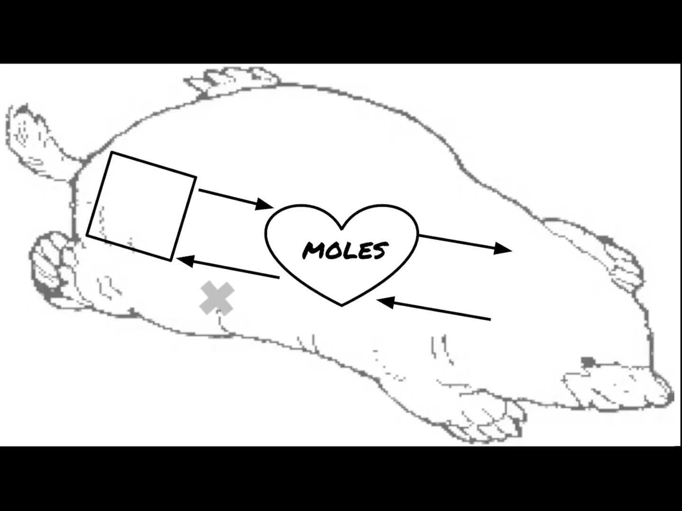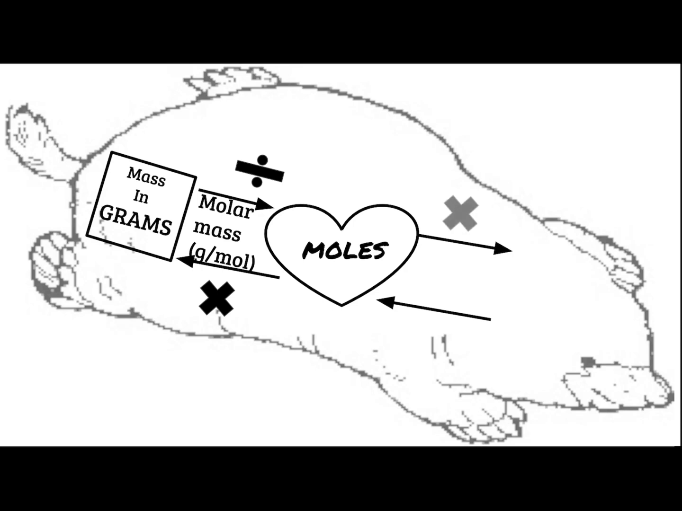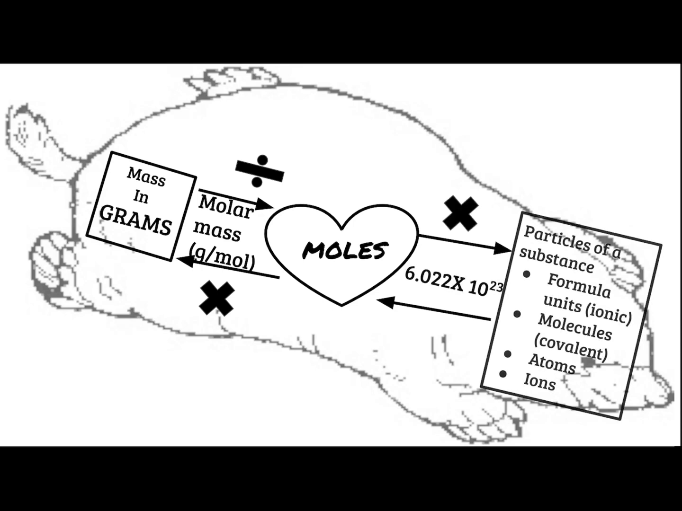Hey guys, we're going to continue on Unit 7. Today we're talking about converting between moles and particles. So last class I passed out this mole map for you, and we talked about converting between moles and grams. So if I wanted to convert moles to grams, I would multiply by the molar mass. If I'm going from grams to moles, I would divide by the molar mass.